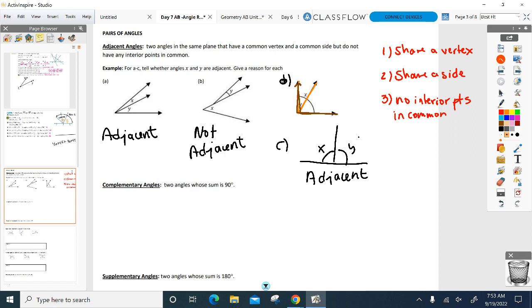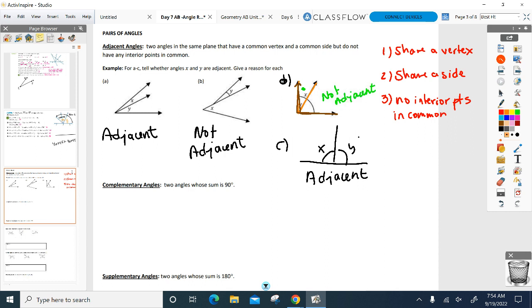Now again, let me just back up. Angle Y is the smaller one. Angle X is the full one in the diagram. Do they share a vertex? Yep. Do they share a side? Right here. Here's a point in angle Y. Is it also in angle X? Yes. Okay, that's a problem. They can't have any interior points in common. So this diagram is not adjacent.